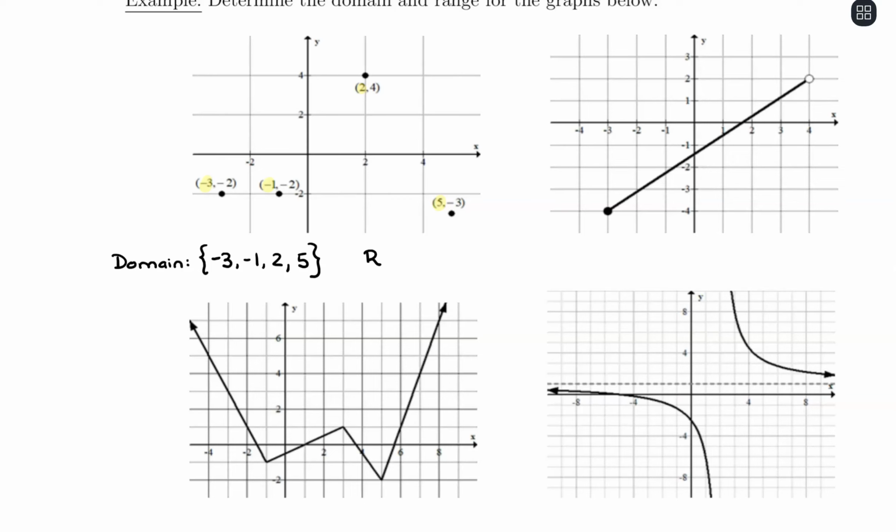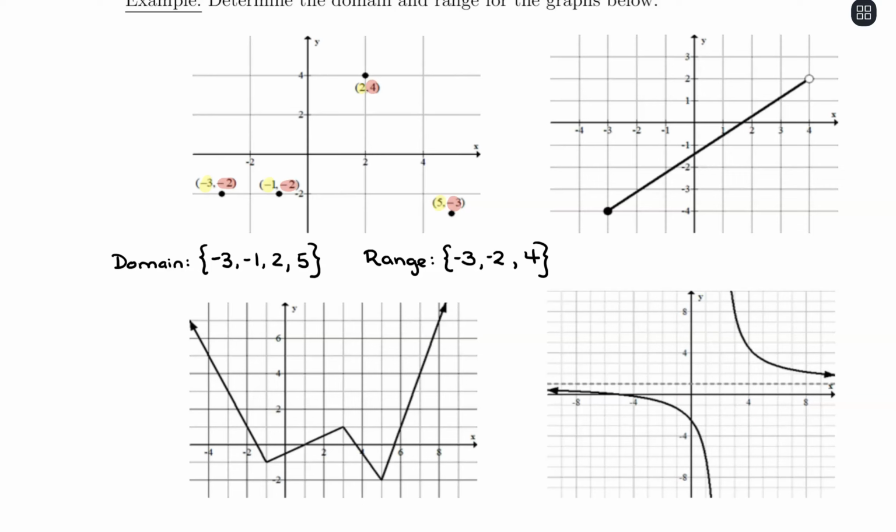Now for the range, we're going to do the same thing. So for the y coordinates, we have a -2. We have -2 again, but if we're making a list, we don't need to repeat it. We also have a 4, we have a -3. So if I go ahead and list these, and I'll make them increasing, so I'll go -3, -2, I'm just going to list that once, and then 4. So we end up with a list of values for those inputs and outputs.